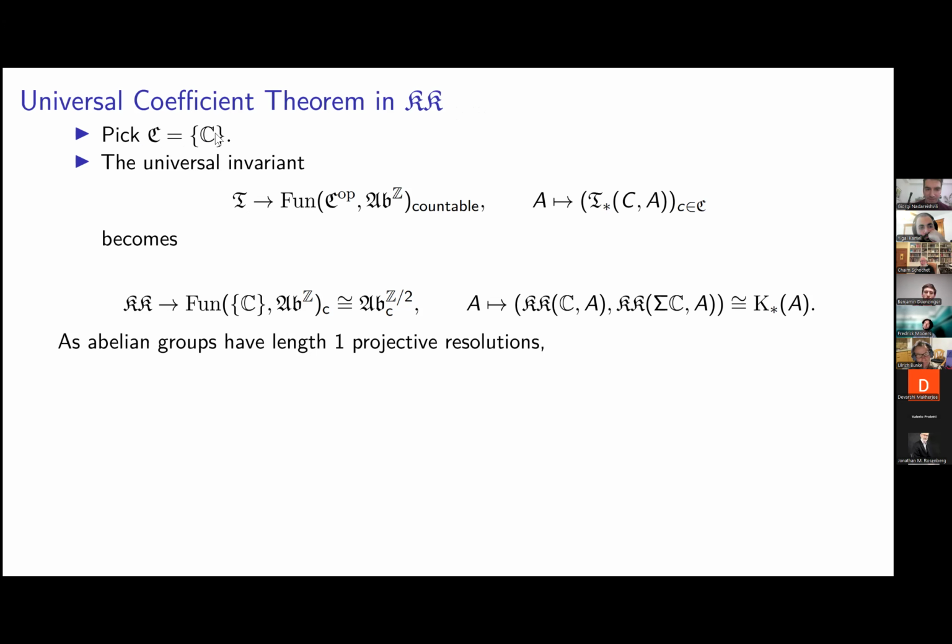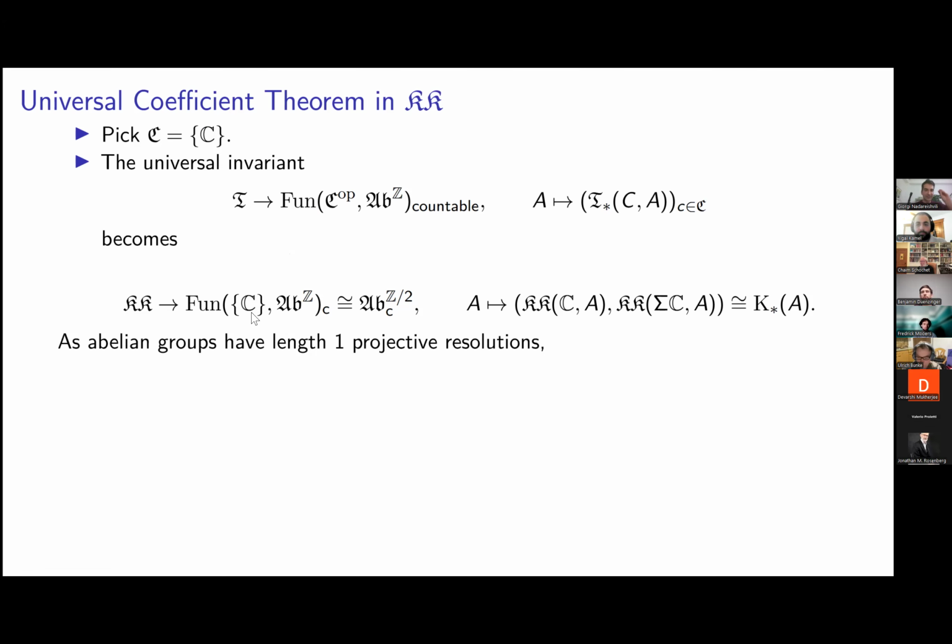So I pick one object, the complex numbers, then the universal invariant in the generality that I described, T goes to functors, A goes to things, turns into what? T is now KK, functors from C opposite to abelian. This opposite is because, of course, you put it in the first variable here, but I will explain that in more detail in a minute. So from C opposite, which is just one element you chose, so one object, namely C, you get functors from just one object C to abelian Z-graded.